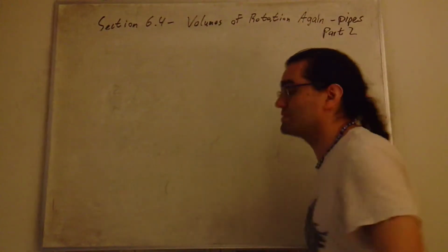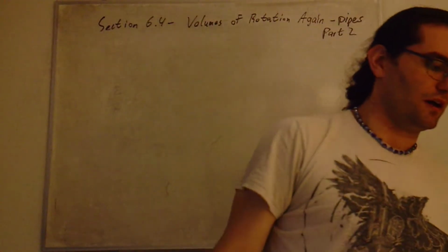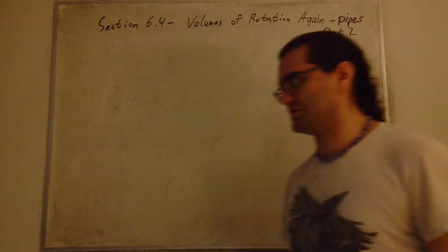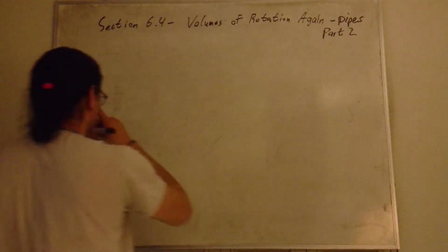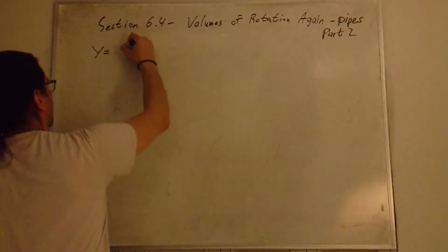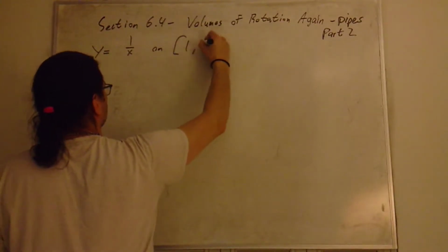This is part 2 of our videos on section 6.4, volumes of rotation using the pipe method. I'm going to go directly into that example I promised in section 6.3. We're going to start right with that. The example was y equals 1 over x on the interval from 1 to 5.